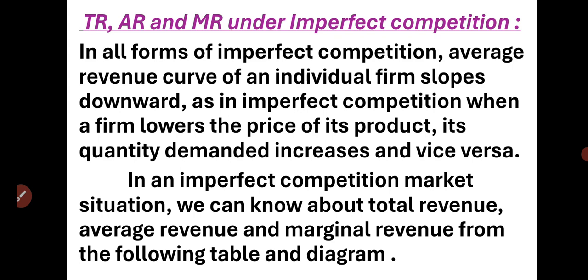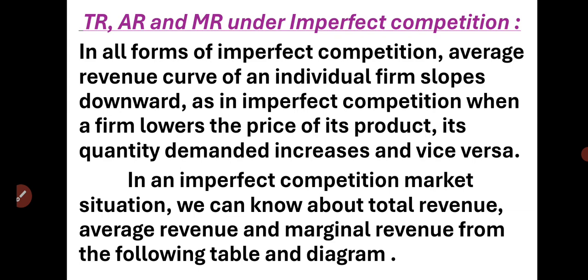Now we will discuss TR, AR and MR, total revenue, average revenue and marginal revenue under imperfect competition. In all forms of imperfect competition, the average revenue curve of an individual firm slopes downward. Why does the AR curve of a firm slope downward in an imperfect competition market? Because in imperfect competition, when a firm lowers the price of its output, its quantity demanded increases and vice versa.